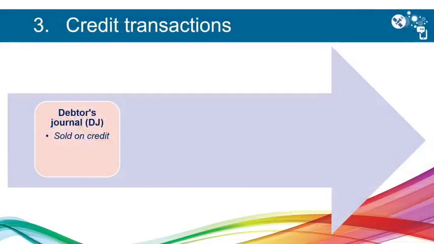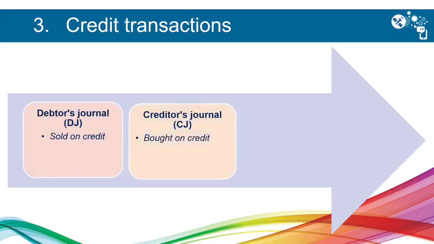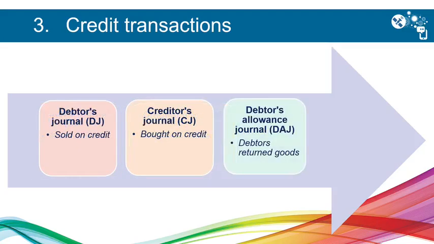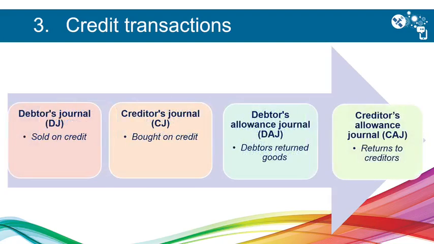So we're looking now at the credit journals. The debtors journal we use whenever we sell on credit. Whenever you read the transaction, and remember to read the transaction up to the last word, if we sell on credit, it's in the DJ. If we buy on credit, it must go into the CJ, the creditor's journal. If the debtor returns goods to us, remember we only sell goods, trading stock, on credit, it's the debtor's allowance journal, and then the creditor's allowance journal when we return to our creditors.